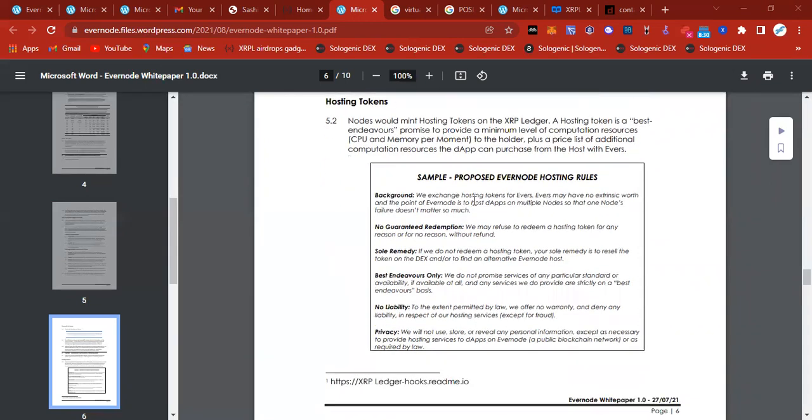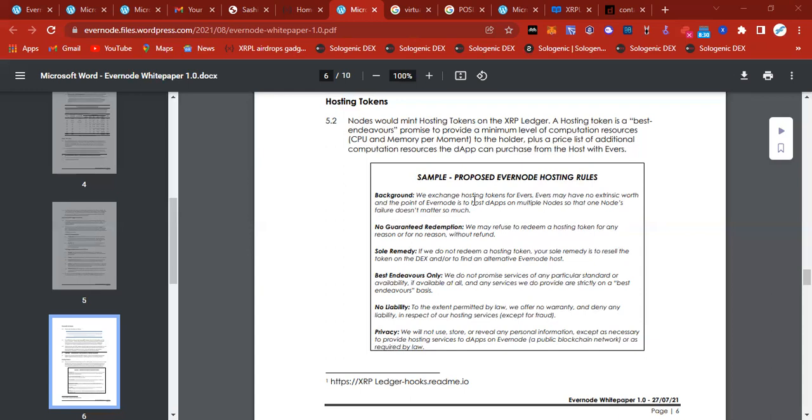And we're going to get into these hosting tokens. So hosting tokens provide a best endeavors promise. That's just like, hey, whatever happens, we just wish the best type deal, not promising anything. What I'm saying is that it promises to provide a minimal level of computational resources, CPU and memory per moment to the holder, plus a price list of additional computational resources that the dApp can purchase to host whatever. So this is basically fractionalizing computing power.